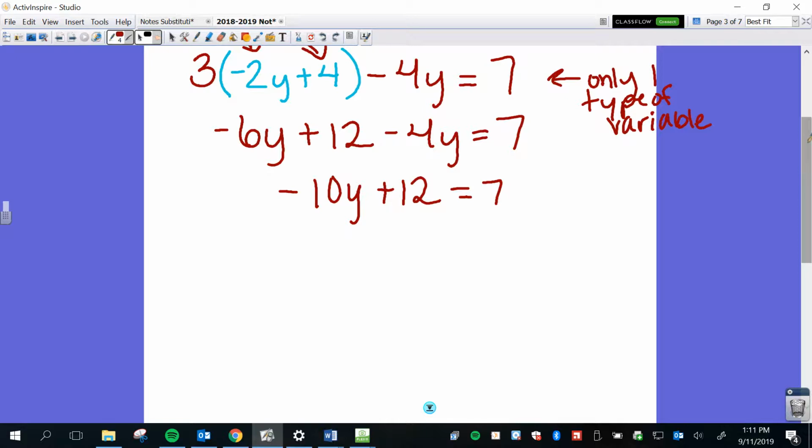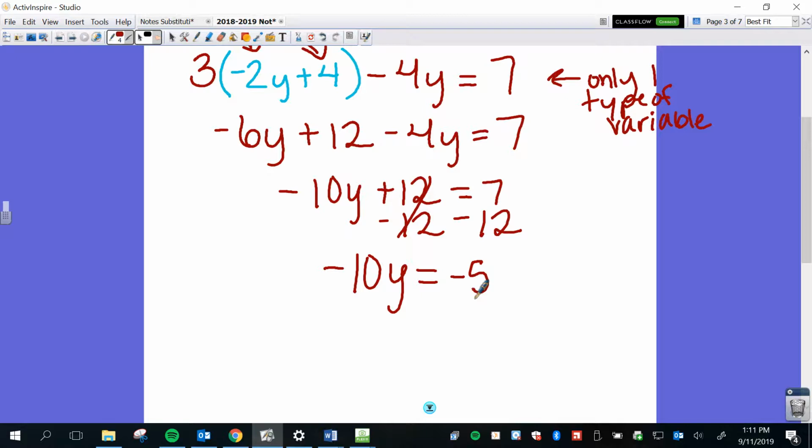Minus 12, right? You always undo the addition and subtraction before you undo the multiplication and division. So I'm minus 12, negative 10y equals 7 minus 12. Put that in your calculator if you don't know what that is. Anyone know what that is in their head? 7 minus 12? Negative 5.